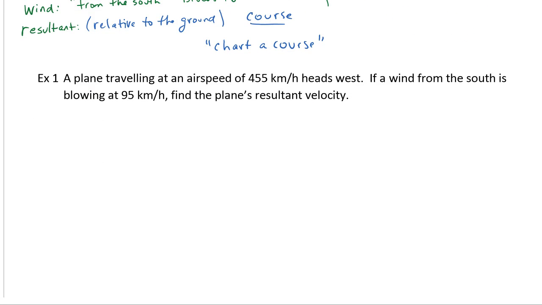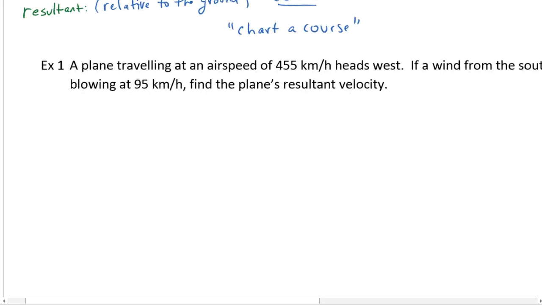Example number one: a plane is traveling at an airspeed of 455 kilometers per hour and is heading west. Okay, so why don't we use the same plane velocity? We'll use those same headings here. So we have a plane velocity plus the wind is going to give us the resultant. And remember that these are vectors. They're not scalars, so we're not going to just add them normally. We're going to add them like vectors.